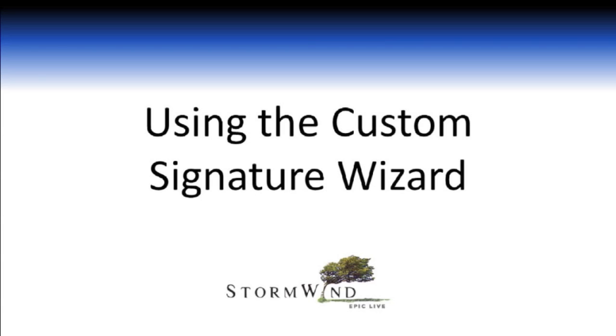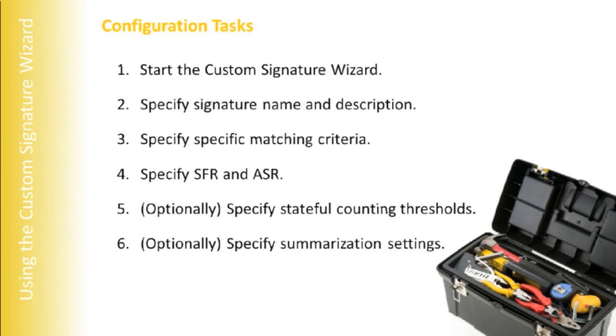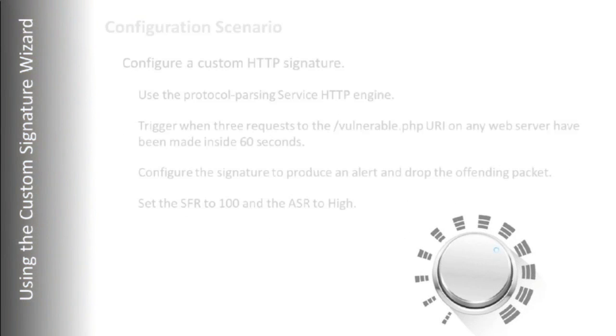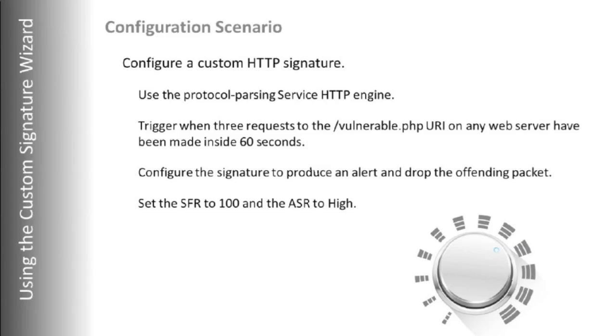Well, I said there was a wizard available for you to help you create a custom signature. Let's go ahead and take a look at that wizard right now. You start the wizard, you then provide a name and description, you provide the necessary information for Cisco to create the custom signature for you, and voila, you get your custom signature. Let's walk through a scenario. So we need a custom HTTP signature.